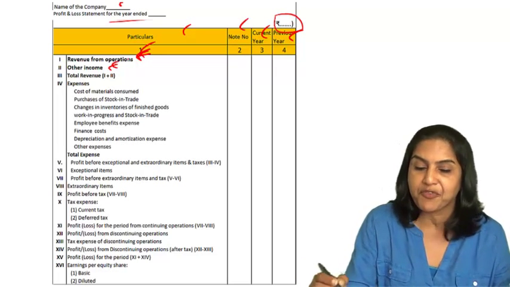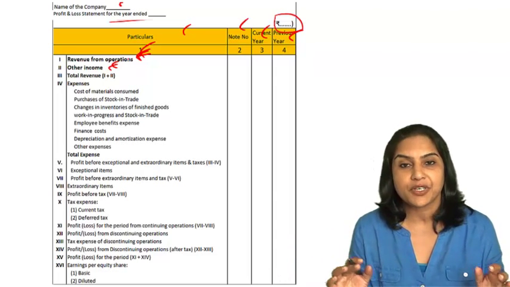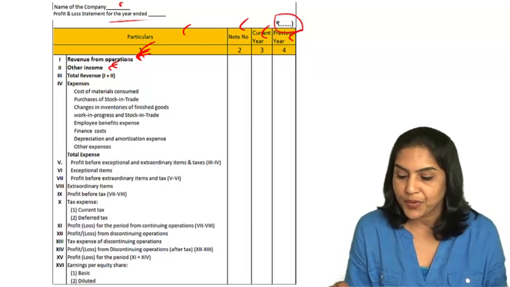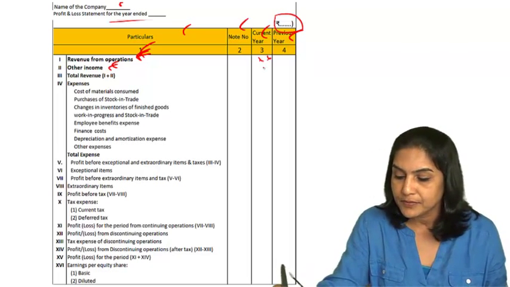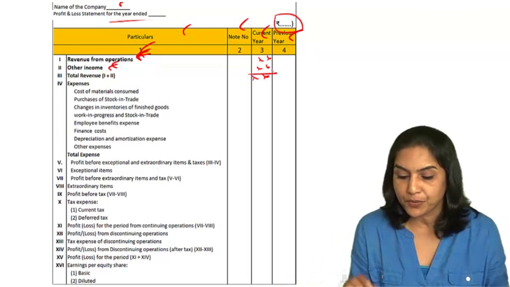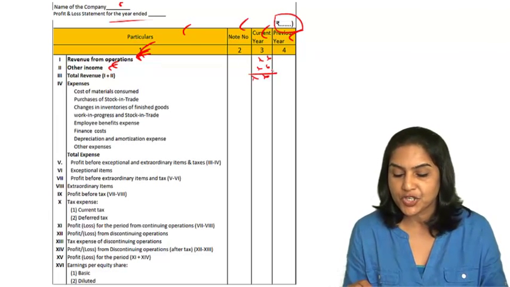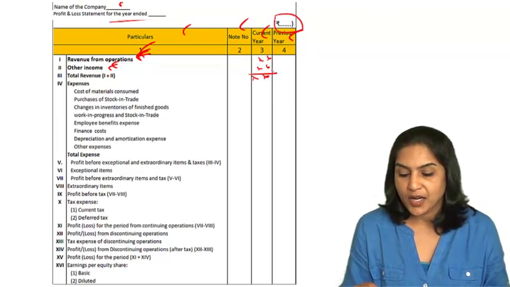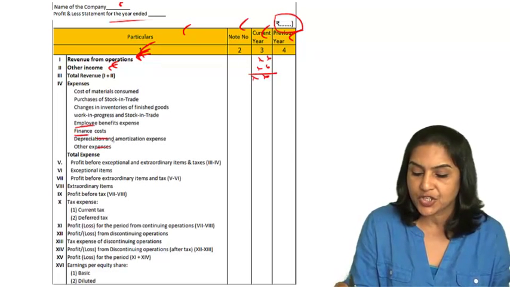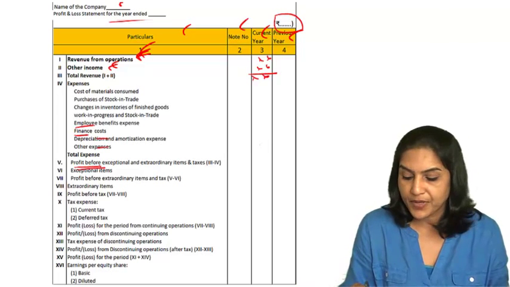Other income, if excess money, for example, has been invested elsewhere and some returns are received from that, that would be called other income. So we have a total which gives us total revenue. Next, all the expenses: materials, purchases, employee costs, finance costs, depreciation, the total of the expenses to give us profit.